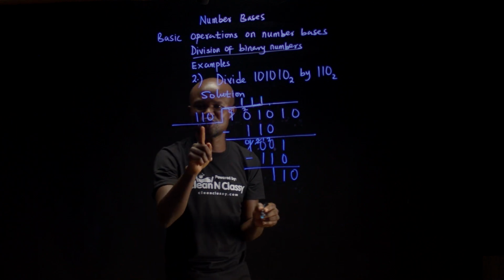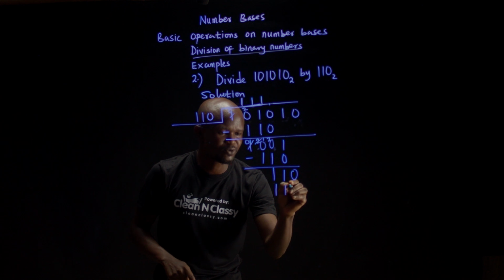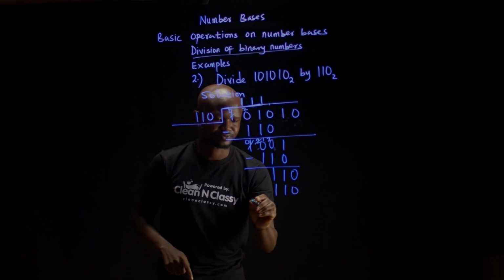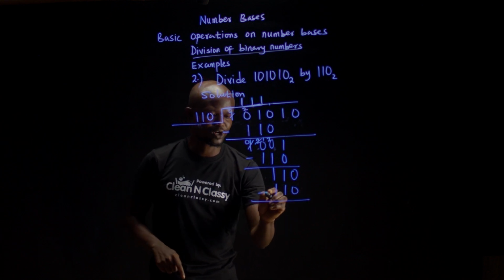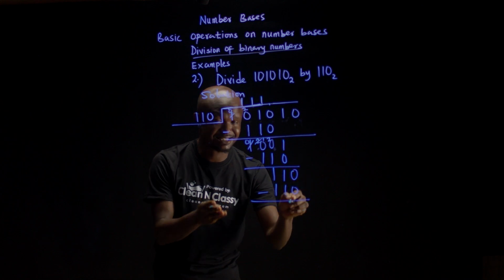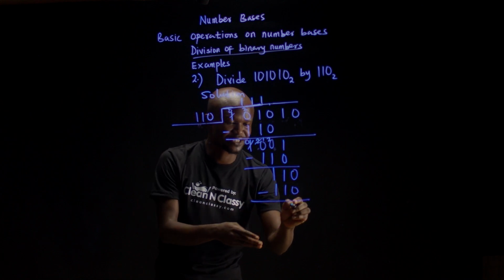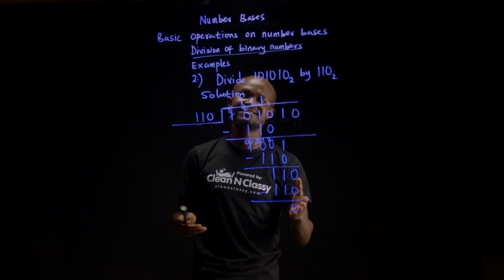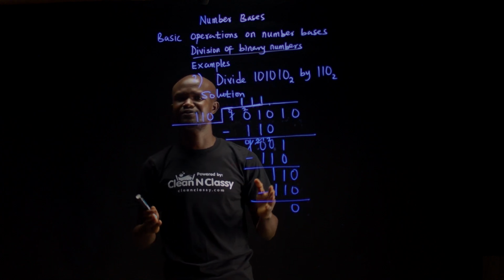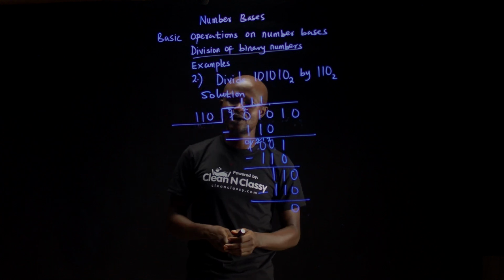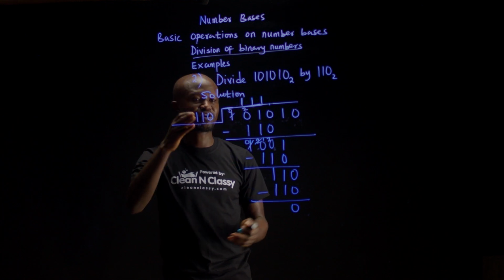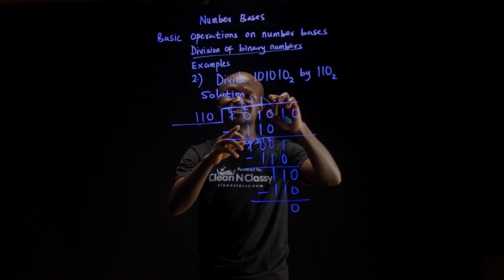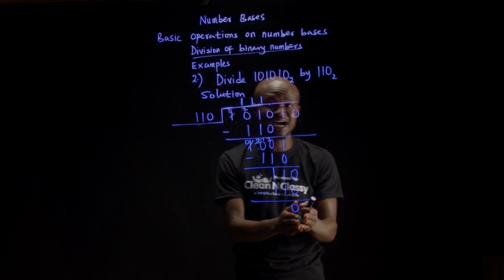So 1 times this 110, we have 110. So subtracting, what do we have? If you subtract it, they are the same. So 110 minus 110 will give us 0. And once the remainder is 0, then you have solved the problem. Now, this is our divisor, this is our dividend, this is our quotient. Our quotient is the answer, and the remainder is 0.